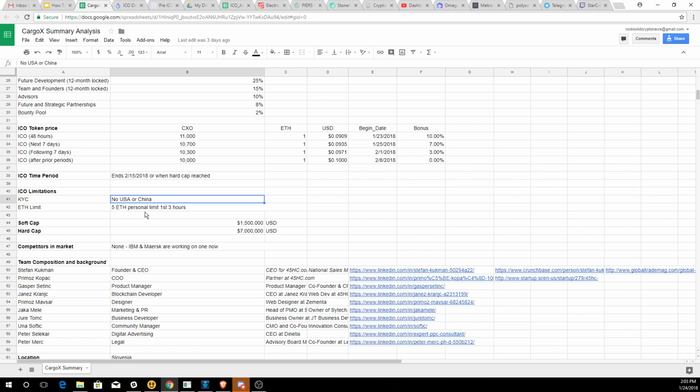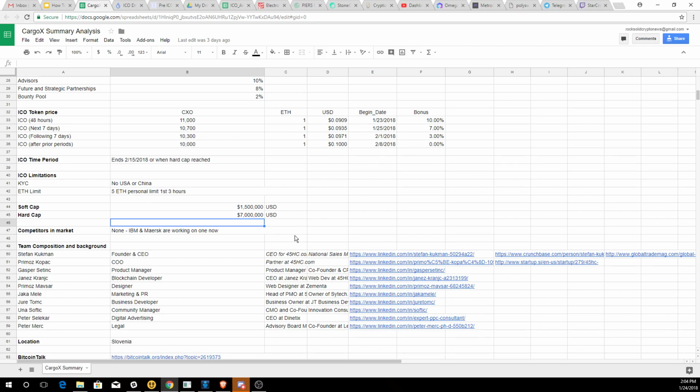Looks like they're trying to stop whales from buying up all the tokens and making it a little bit unfair. Soft cap 1.5 million. That's pretty reasonable, that a company, if they raise 1.5 million, they'd be okay with using that just to fund the company, and a hard cap of 7 million. Also, it looks very low, but if they're saying that they can do what they're trying to do with 7 million, that's a very, very positive sign. It should be very strong for token appreciation. So that's another positive.